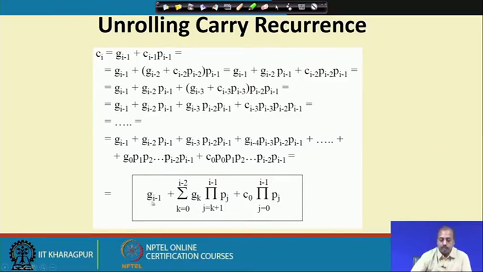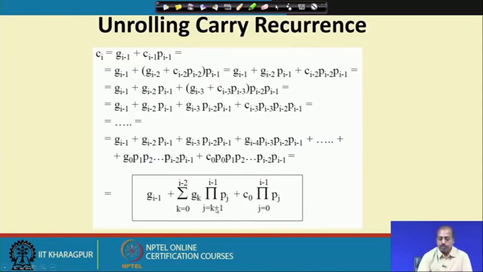Okay. So, it is g i minus 1. So, C i is equal to g i minus 1, that is, the i minus 1th stage has generated a carry, or this stage k from 0 to i minus 2. So, the kth stage generated the carry and the remaining stages propagated the carry. Okay. So, this is the situation.